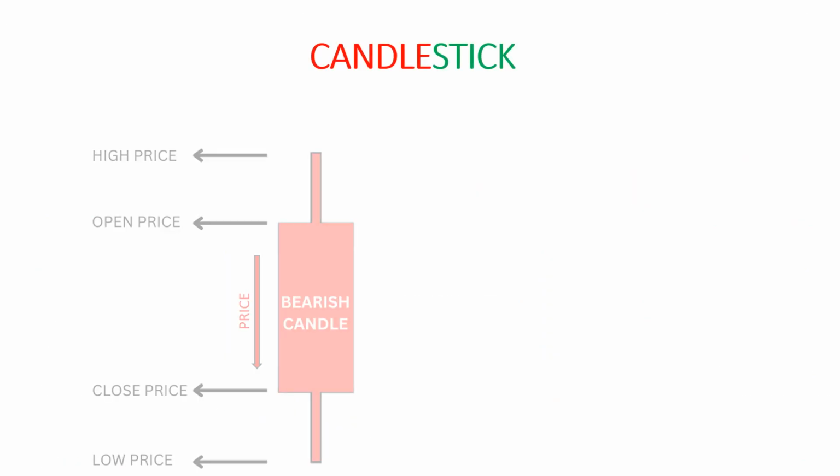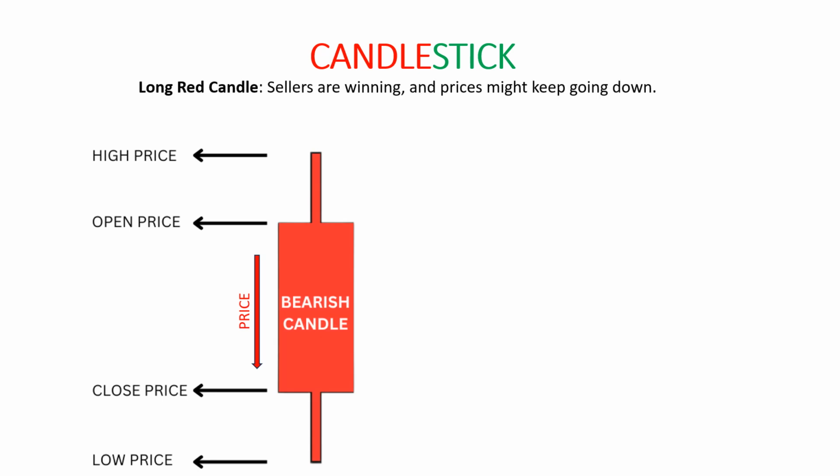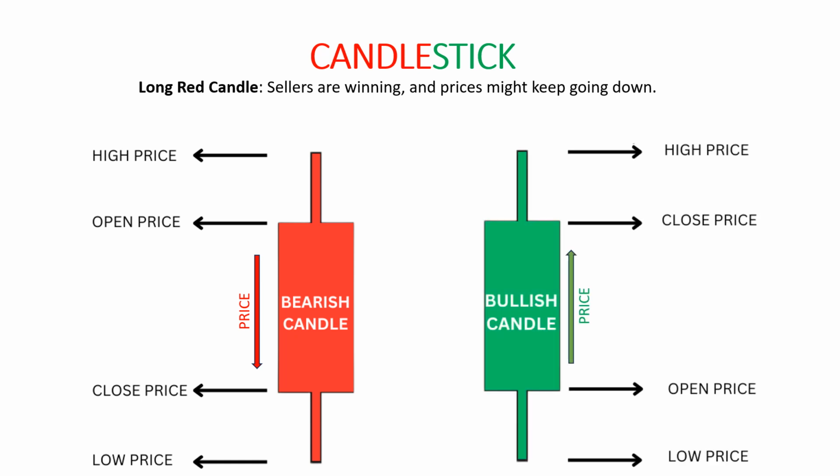So friends, let's understand again. If it's a red candle, that means sellers are winning and the price might keep going down. And likewise, if you see a green color candle, that means the buyers are winning and the prices might keep going up, right? Of course, these colors can be altered according to your preference, but usually red means selling and green means buying.